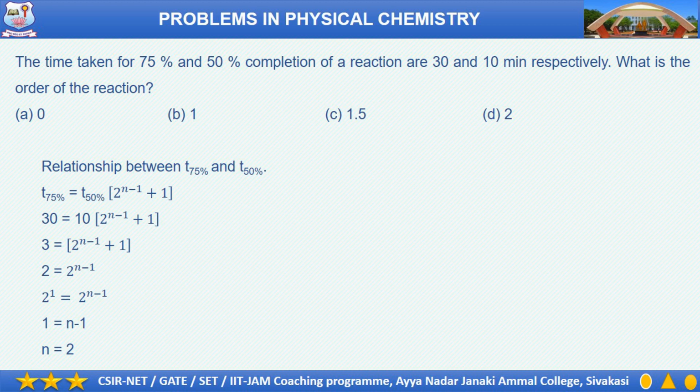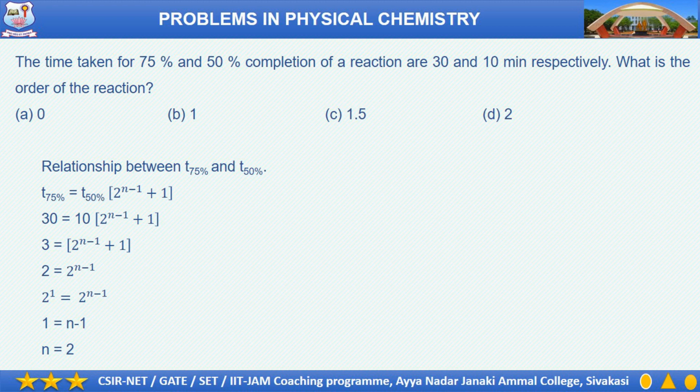Now this problem can be done only when you know the relationship between the time of 75% completion and the time taken for 50% completion. We have given the general equation. What is the equation given? T 75% is equal to 2 power n minus 1 plus 1, into T 50%. Which I have already told you.